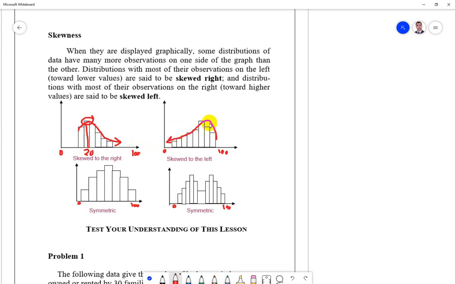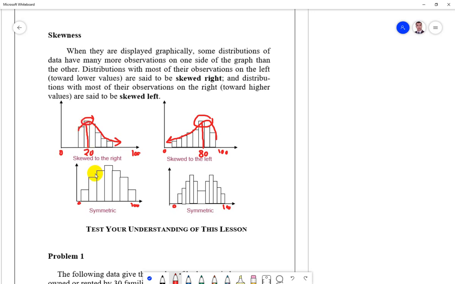Now in that data, you'll find the highest frequency for the high values, around 80. In the previous graph, most of the frequency was for the low values around 20. In that graph, the highest frequency is for the values around 80. So skewed to the left means most of the values are high values, and skewed to the right means most of the values are small or low values.